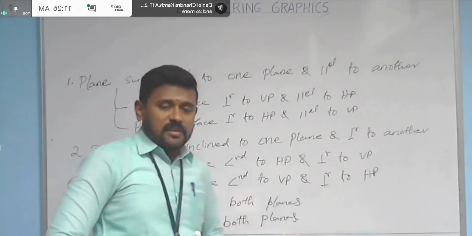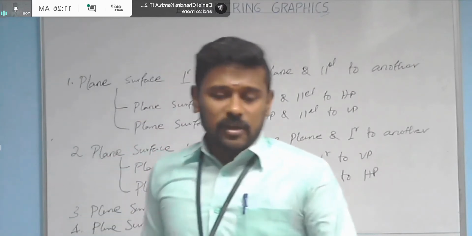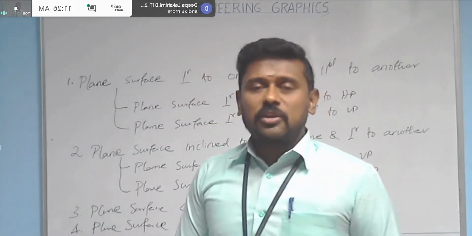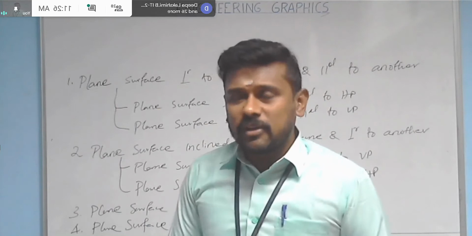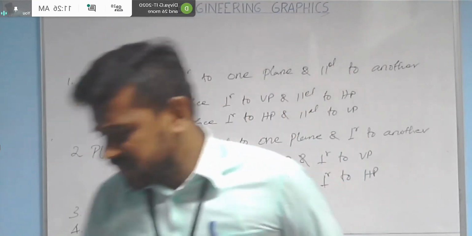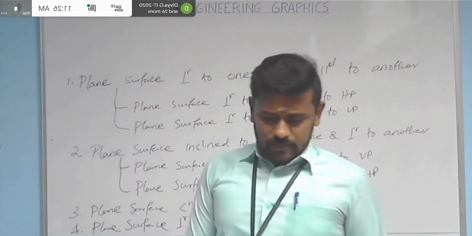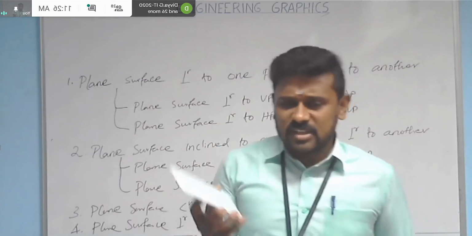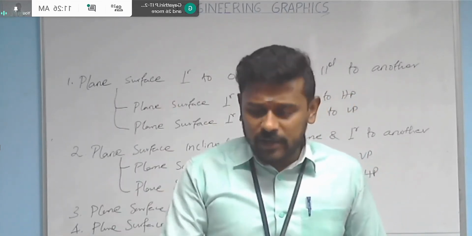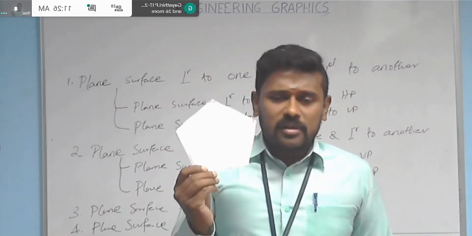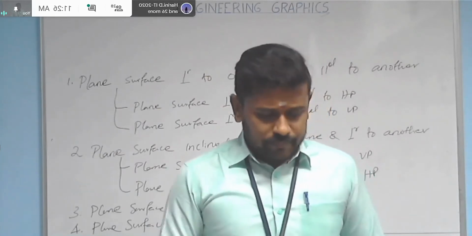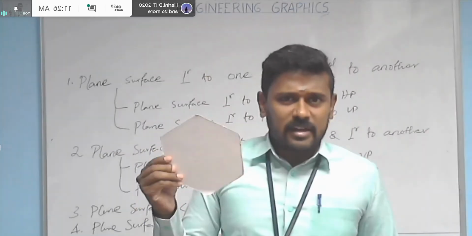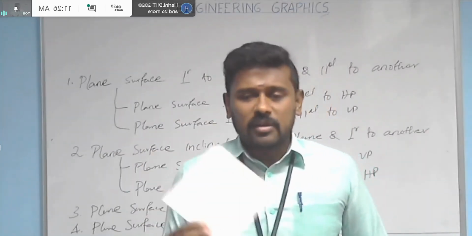So these are all the various possible positions for a plane with respect to the horizontal plane and vertical plane. I will show you some models. See, it is just a board model of a rectangular plane, and that's for a pentagonal plane, and this one for a hexagonal plane, and finally that one for a square plane.